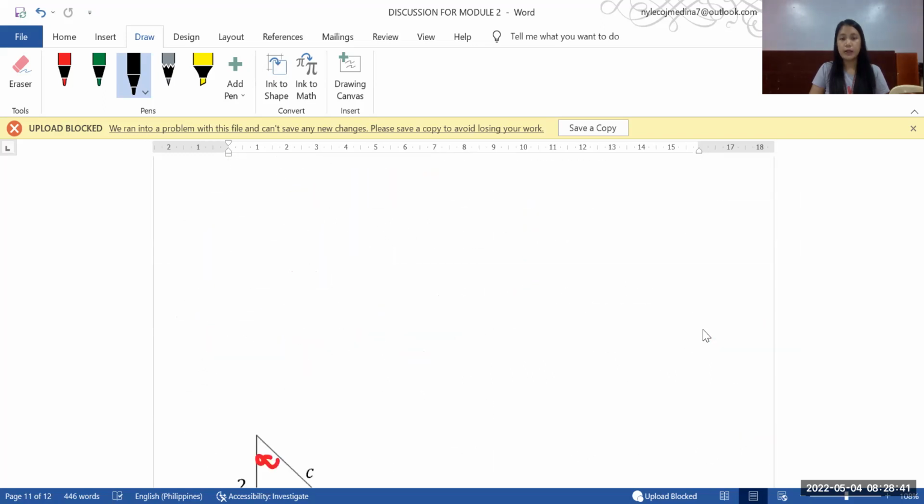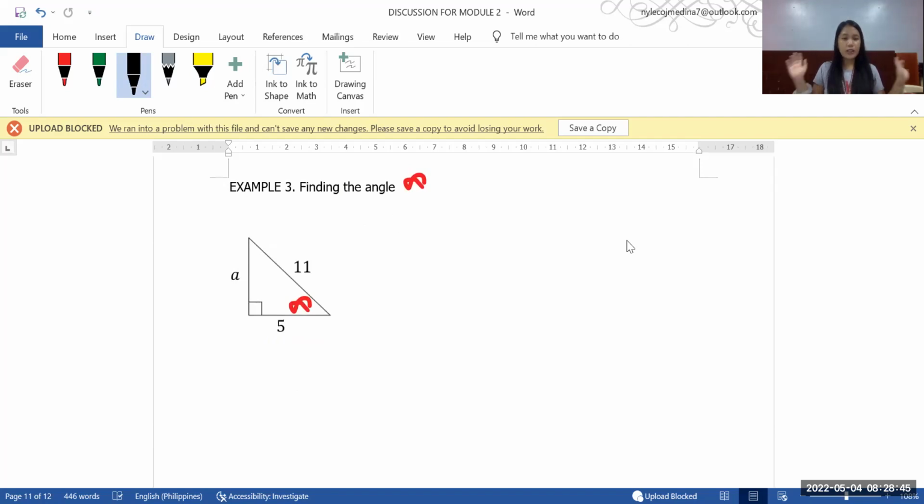Okay? Now, another one. What if the missing value is an angle? So we are going to find the angle. First, look at the drawing. This is the hypotenuse. And one of the angles is missing. Let's say A, or B rather, because the missing one is side A.